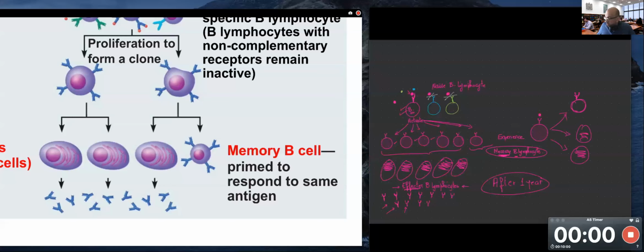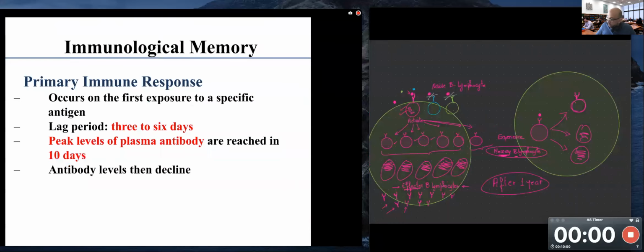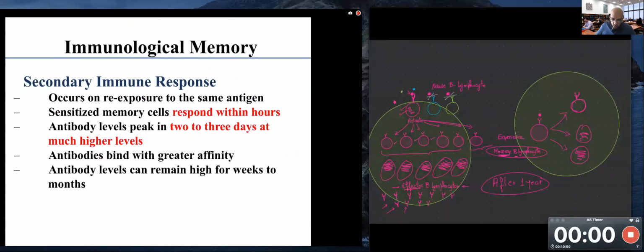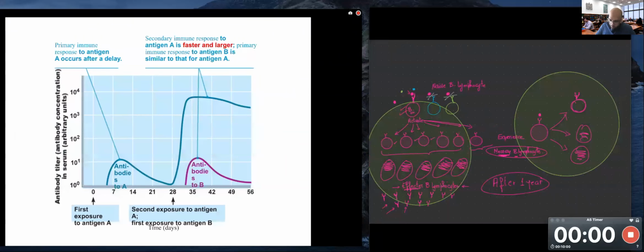So what's the difference here between this here and this? It's the same thing. You've got the cell proliferating, producing plasma cells and memory cells. You see on here, this one is what we call the primary immune response. And this one is the secondary immune response.